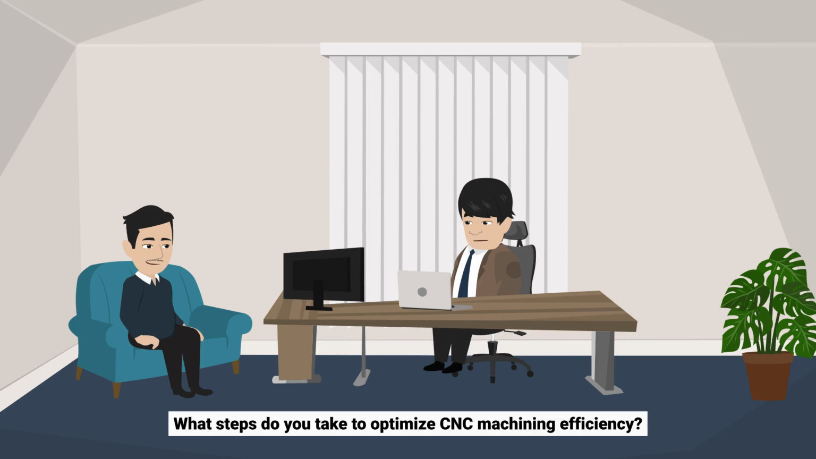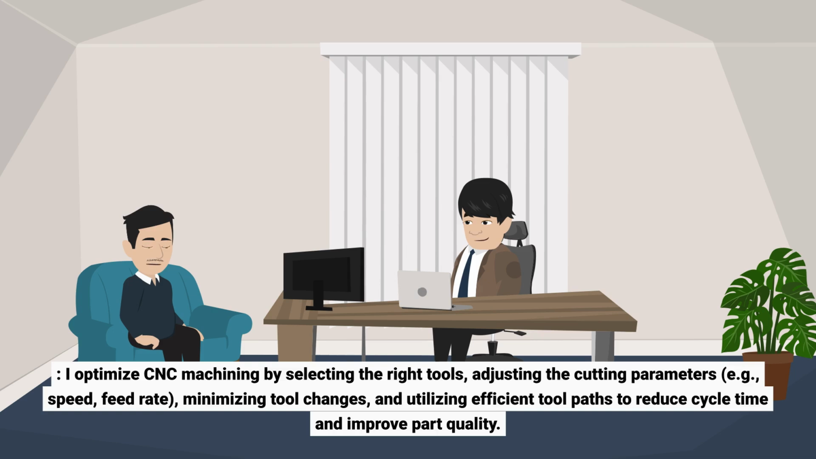What steps do you take to optimize CNC machining efficiency? I optimize CNC machining by selecting the right tools, adjusting the cutting parameters, e.g., speed, feed rate, minimizing tool changes, and utilizing efficient tool paths to reduce cycle time and improve part quality.